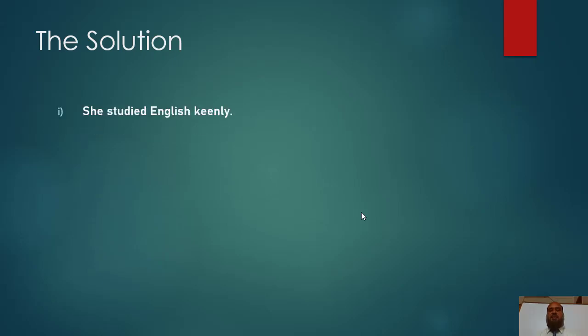The solution. Dear students, make passive of the given sentence in your notebook. Now match the answer with the solution. English was studied keenly by her. Dear students, make corrections if necessary.